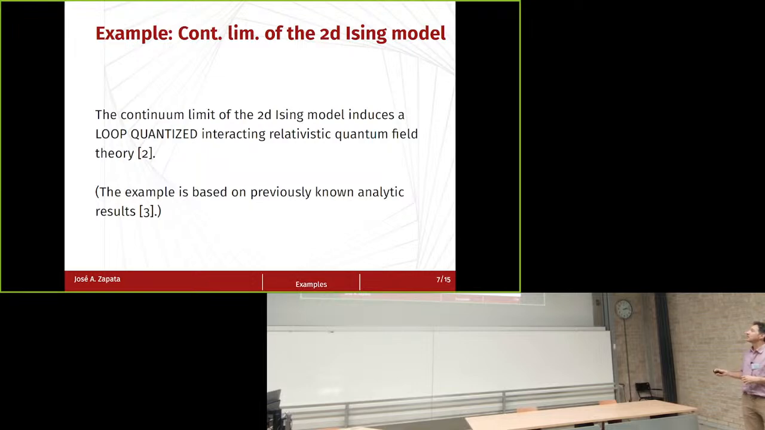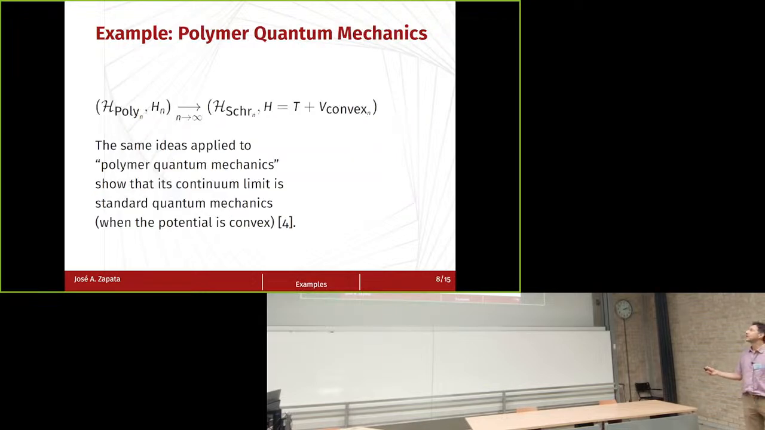model does produce for us a quantum field theory that converges. And it's not only convergent, but it satisfies the Wightman axioms and everything. So it induces a relativistic quantum field theory, and you can say that it's loop quantized. Okay? So it's a very non-trivial example.